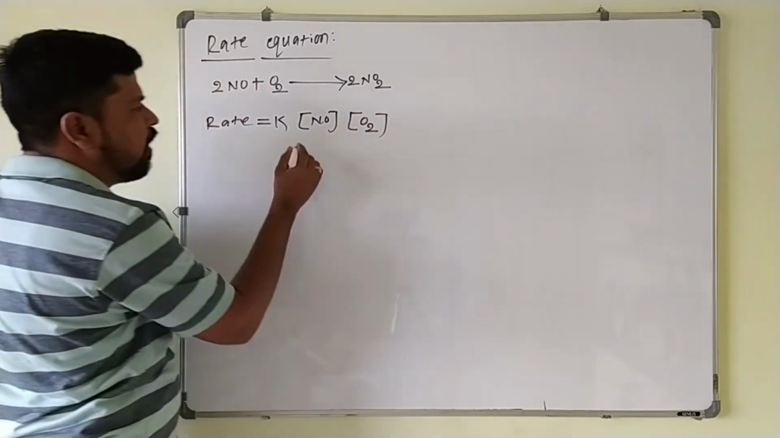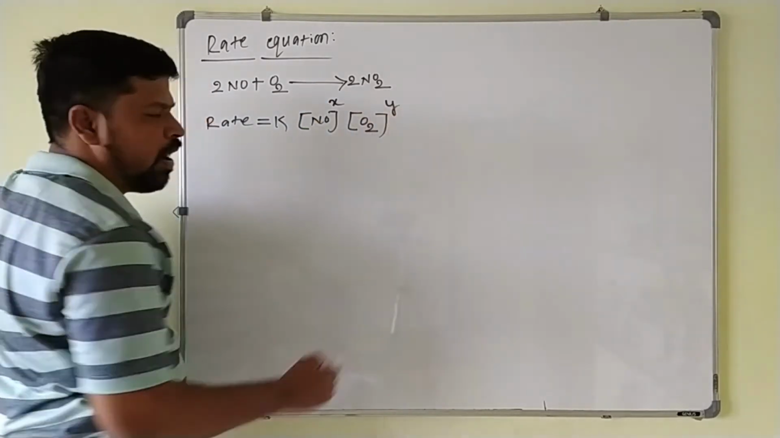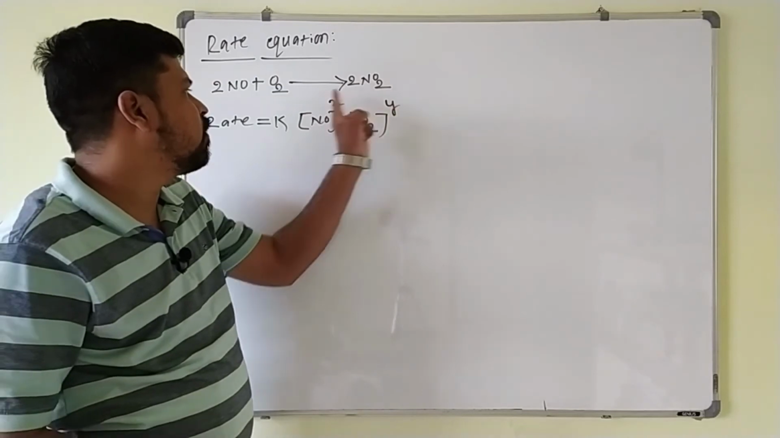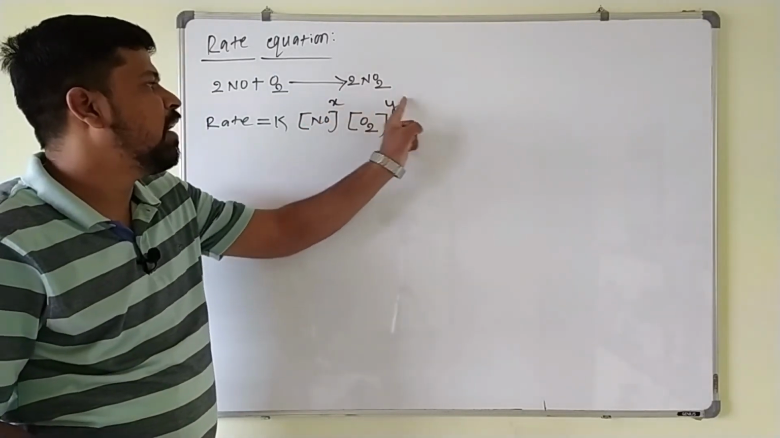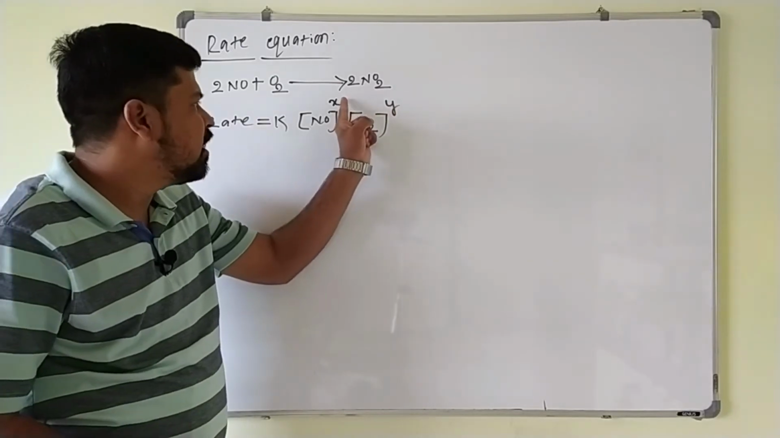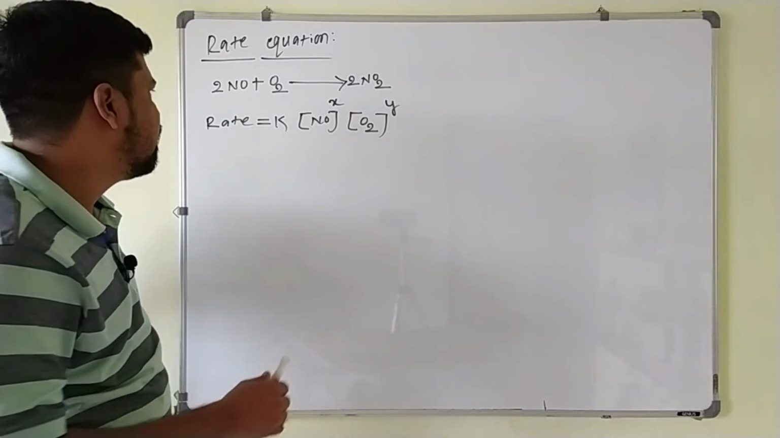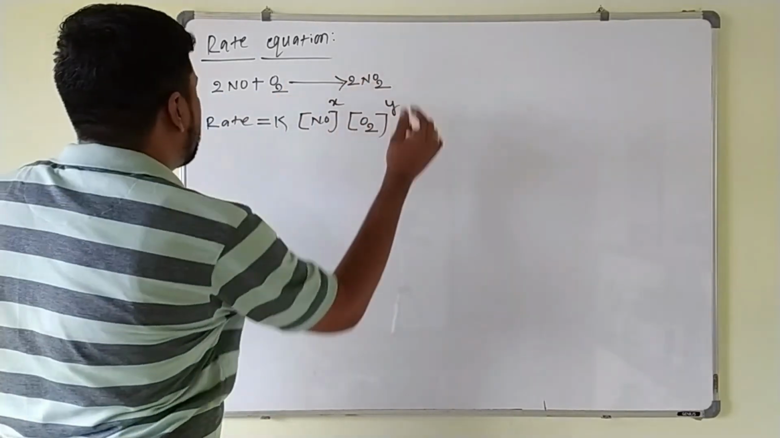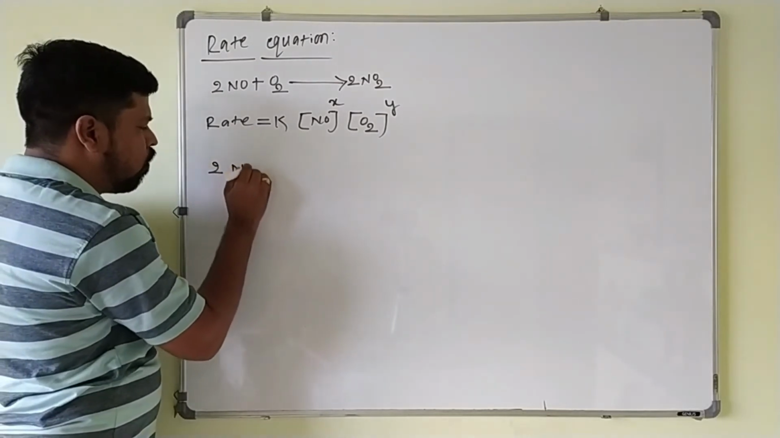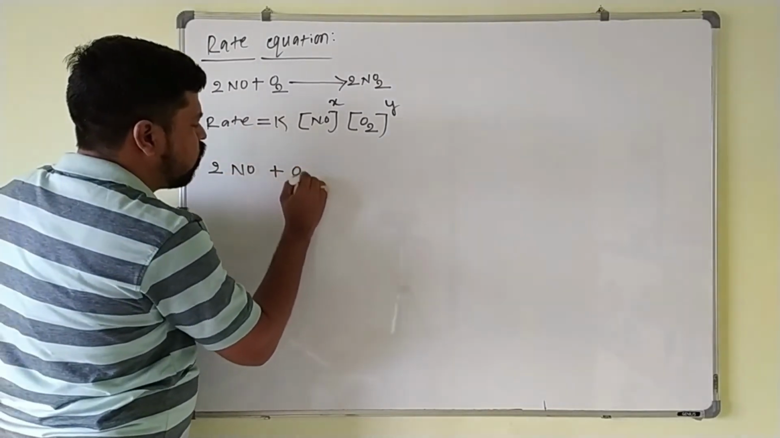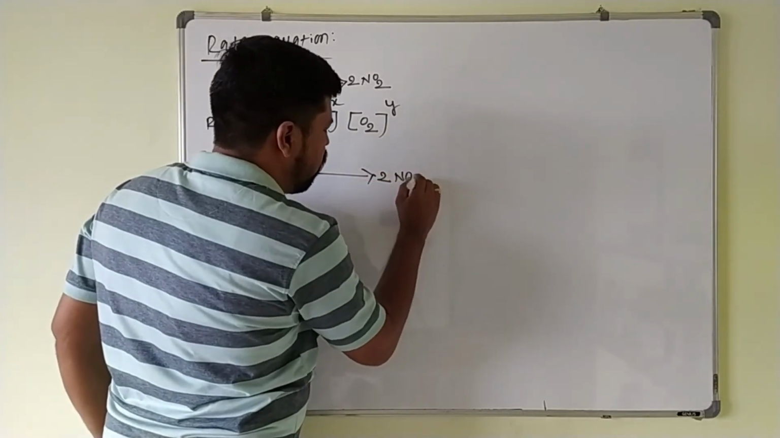O2. Here we will take the power raised to x, and this one we will take as y. These two x and y values, which are the powers of these concentration terms, are obtained experimentally. Means these must be determined from the experimentally obtained data. We will see some experimental data given for this reaction, that is 2NO combines with O2, giving 2NO2.